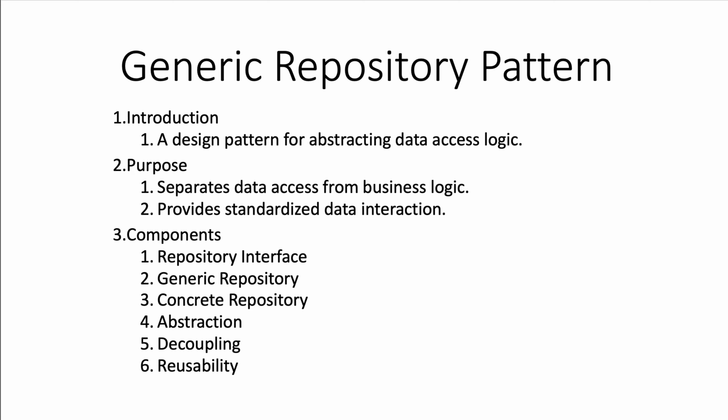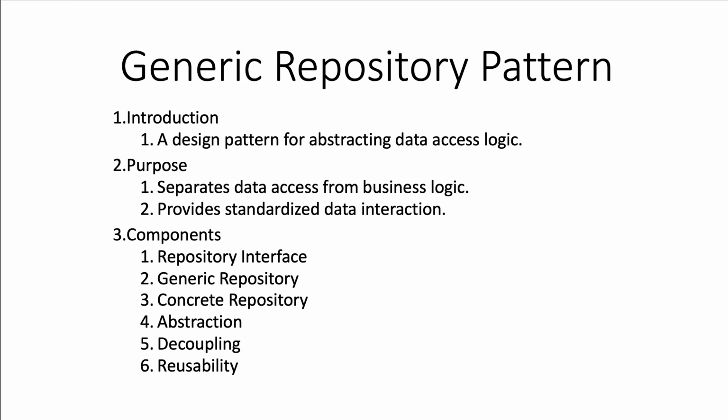Then we have the concrete repository, which provides specific implementations of the generic repository for individual entity types. These concrete repositories are responsible for the actual data access and interactions with the underlying data source, such as a database in this case. Then we have abstraction in place, which means the pattern abstracts the details of data access, so the business logic layer interacts with repositories rather than directly with the data source itself.